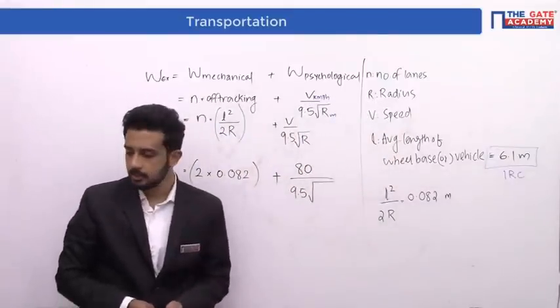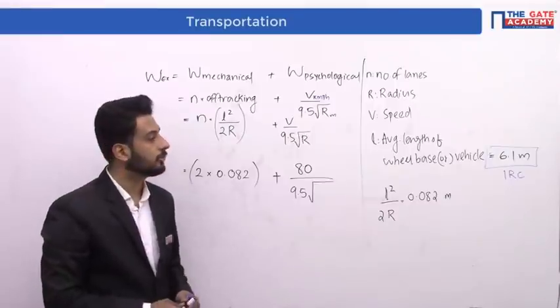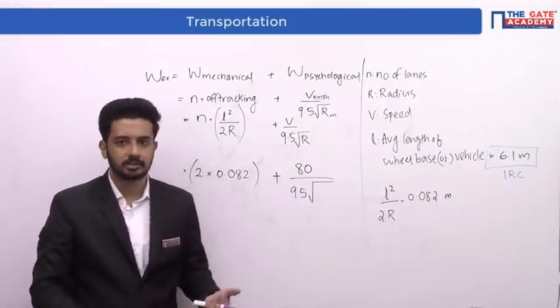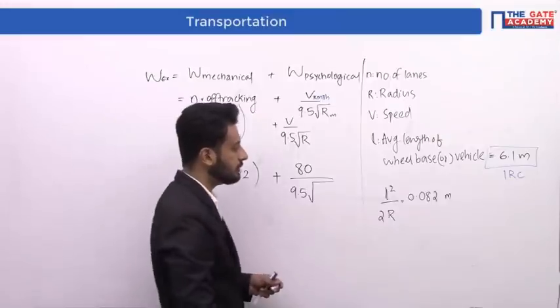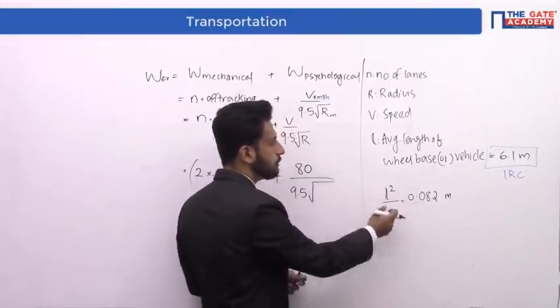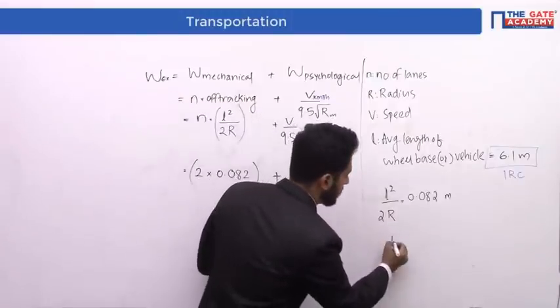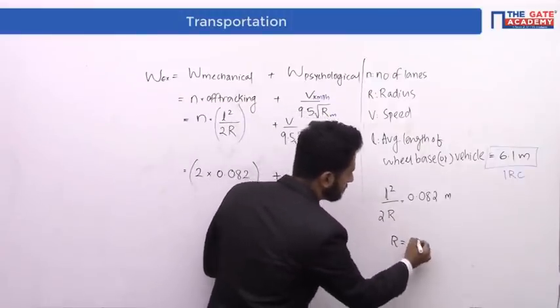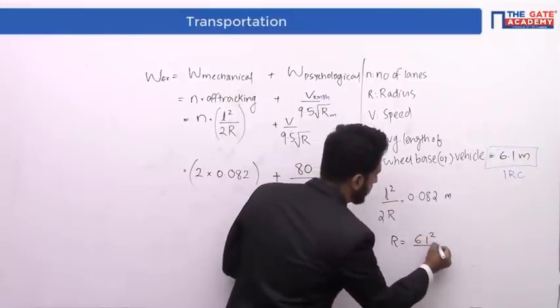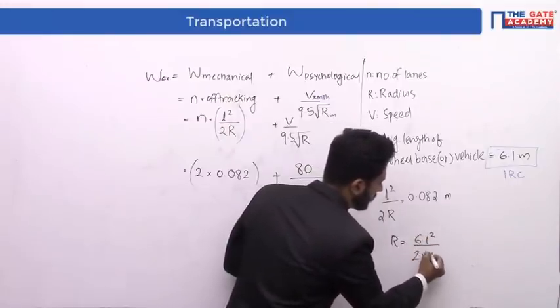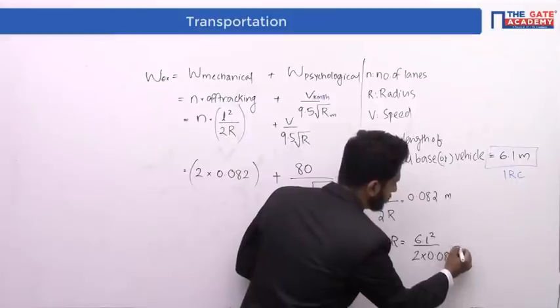In this question, they haven't given any value for the length of wheelbase or length of vehicle. So what we have to do? We have to substitute 6.1 for L. Then what I will get? R is equal to 6.1 square divided by 2 into 0.082.